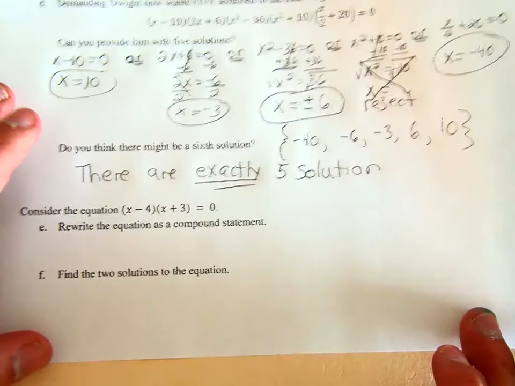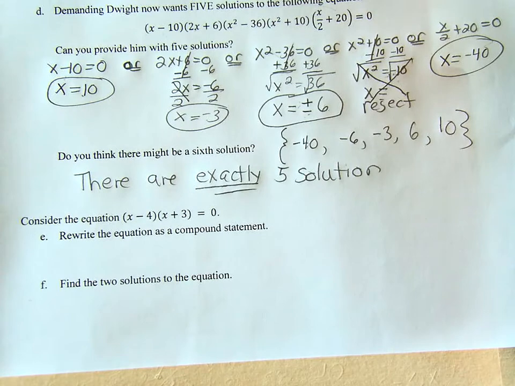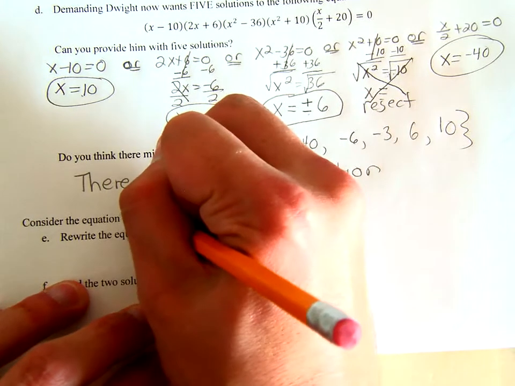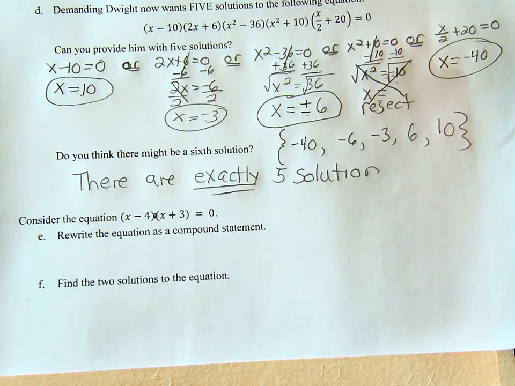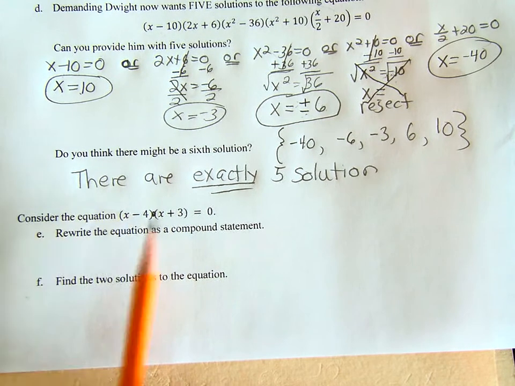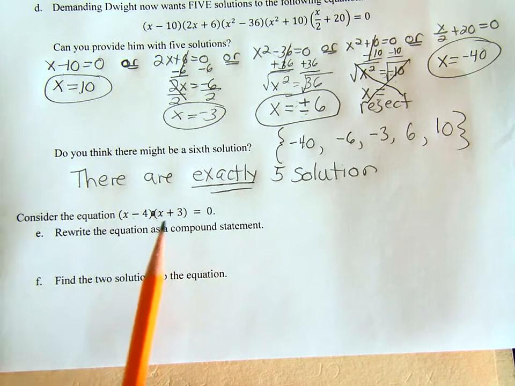They want us to consider this equation, x minus 4 times x plus 3. So remember that there's multiplication in between there. And that's equal to 0. So they want us to rewrite the equation as a compound statement. So we're going to have that either two things could happen. x minus 4 could equal 0, or x plus 3 will equal 0, because that will make the whole left side equal to 0.